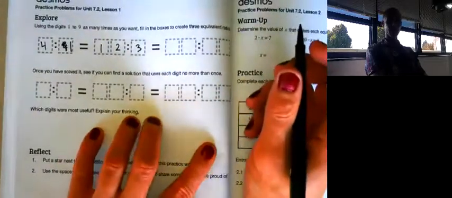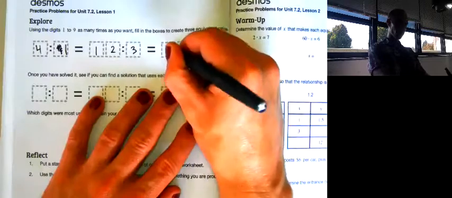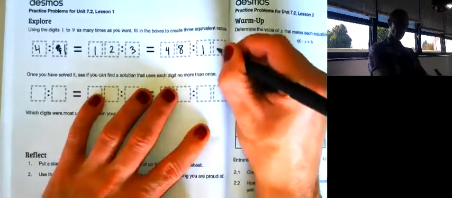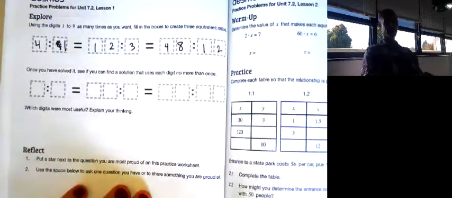Actually, no, I'm going to go even bigger than that. I'm going to multiply by 4. 4 times 12 is 48. 3 times 4 is 12. So all of these are equivalent ratios. But that was easy because I got to repeat the digits.